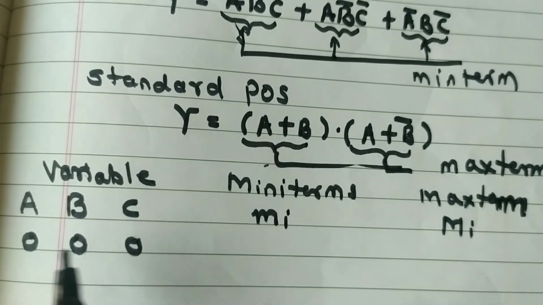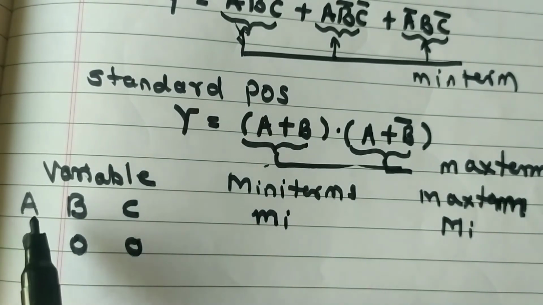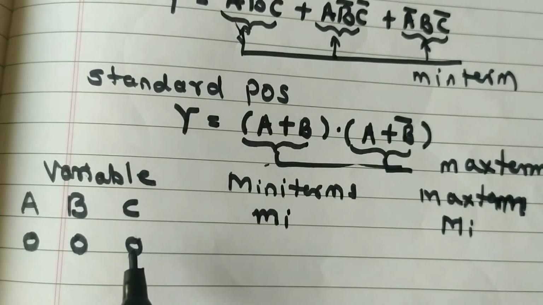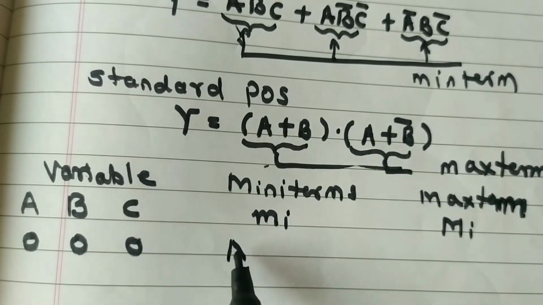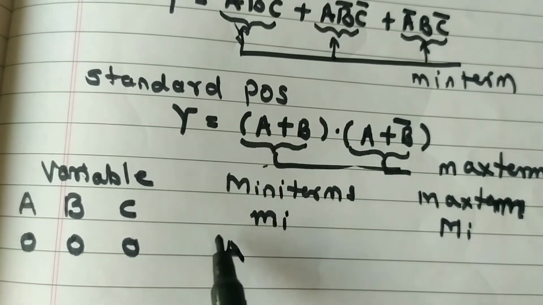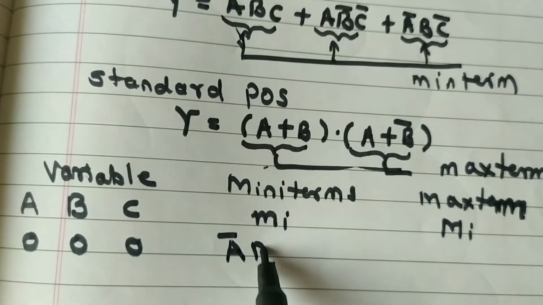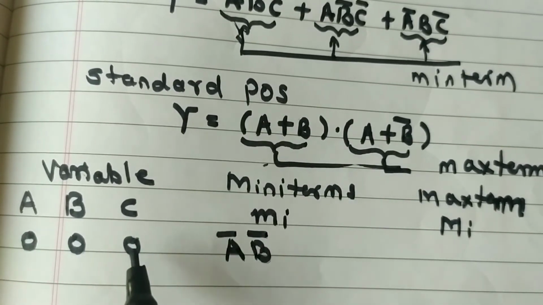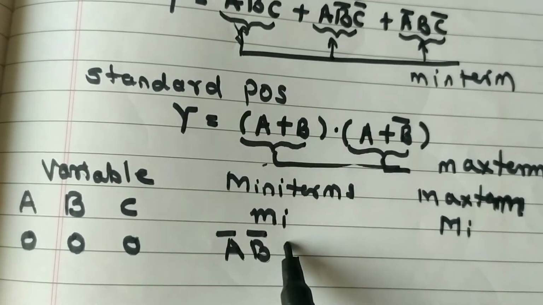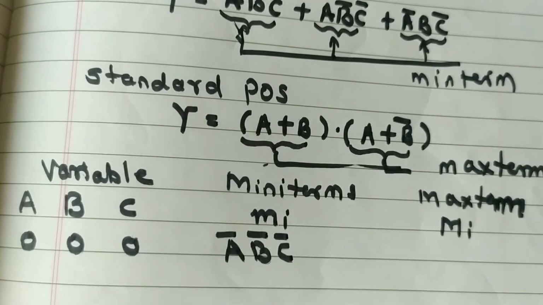So considering this concept, the values of A, B, C are low or 0, therefore while taking the product term, A must be in the complemented form. Similarly, B equal to 0, therefore it is in the complemented form. C is equal to 0, therefore it is again in complemented form.